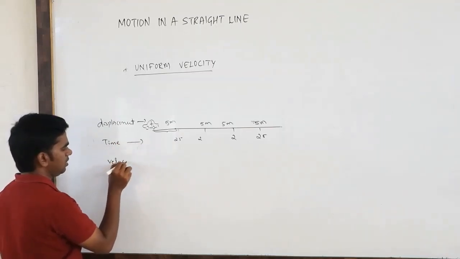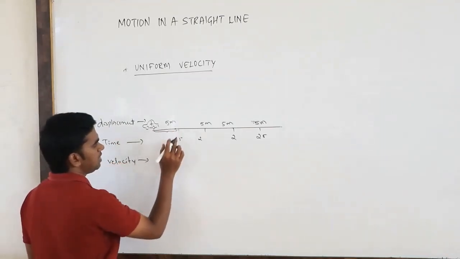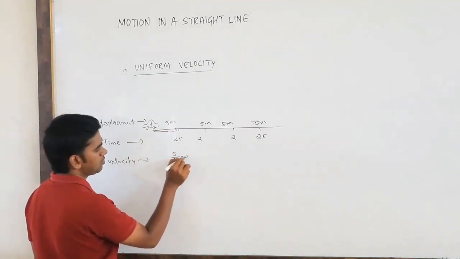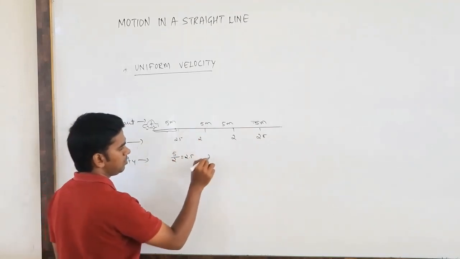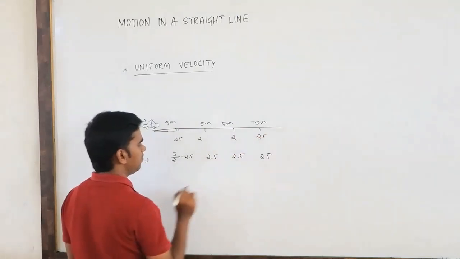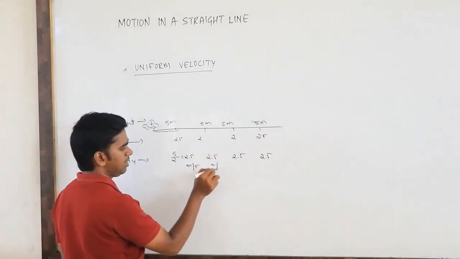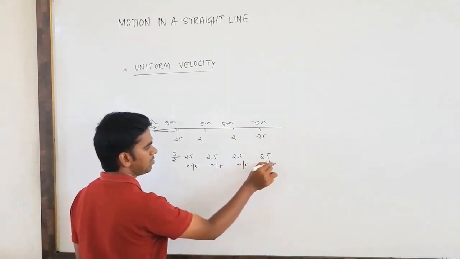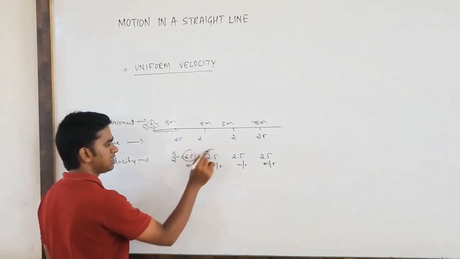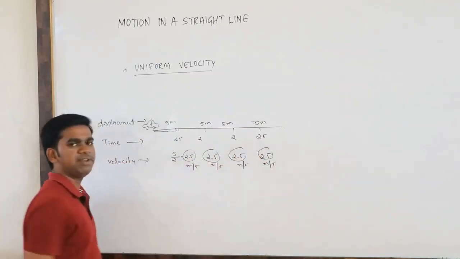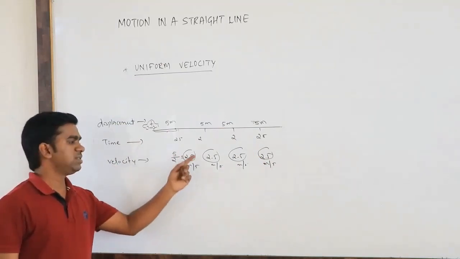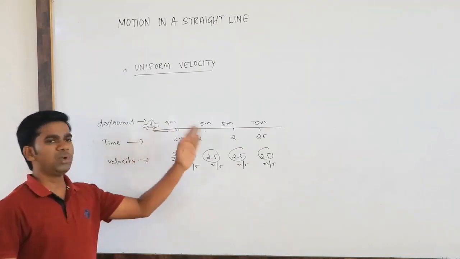So what is velocity? Velocity is displacement divided by time. So 5 by 2 is 2.5. Here 5 by 2, this is also 2.5. 5 by 2, 2.5. So the unit is meter per second. Okay, so if you check, the velocity values are the same, 2.5. That means the vehicle is maintaining the same velocity. That means velocity is uniform over the whole journey.